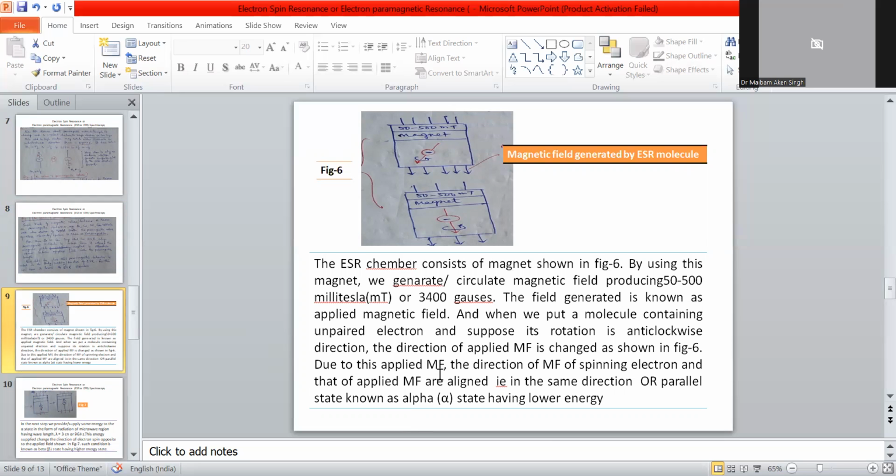Due to this applied magnetic field, the direction of the magnetic field of the spinning electron is in the same direction, that is, aligned or parallel. That is, the magnetic field produced by the ESR and that of the rotating electron are in the same direction. This is known as the parallel state, or alpha state, having the lower energy.